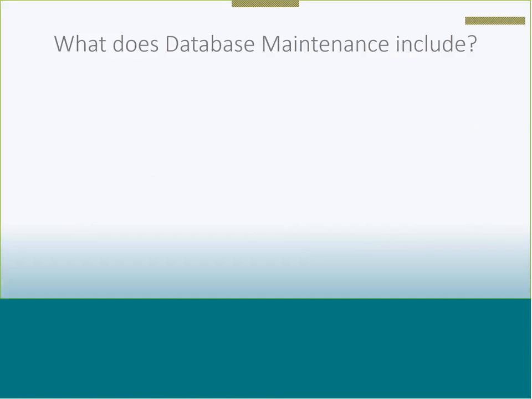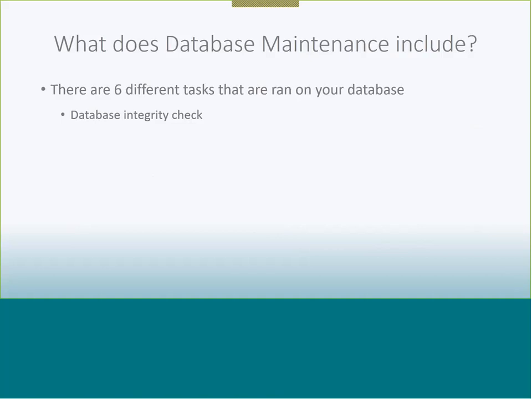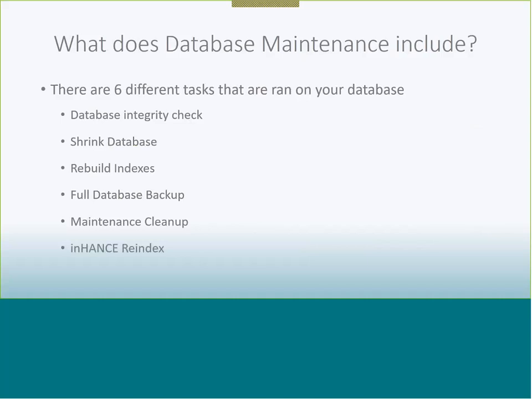So that brings us to, what does database maintenance include? There are 6 different tasks that I run on your database. The first is a database integrity check, and all of these will go into detail here in just a minute. The second task is shrink database, rebuild indexes, a full database backup, a cleanup job, and a special inHANCE Reindex job.